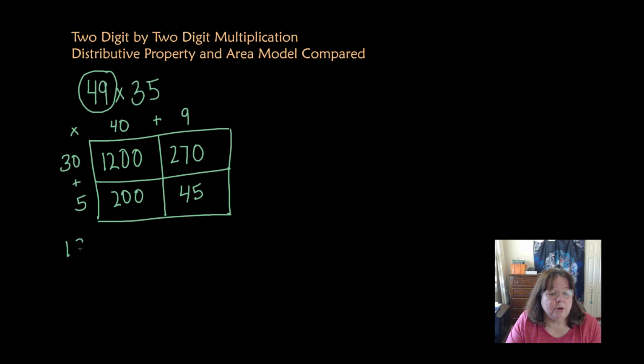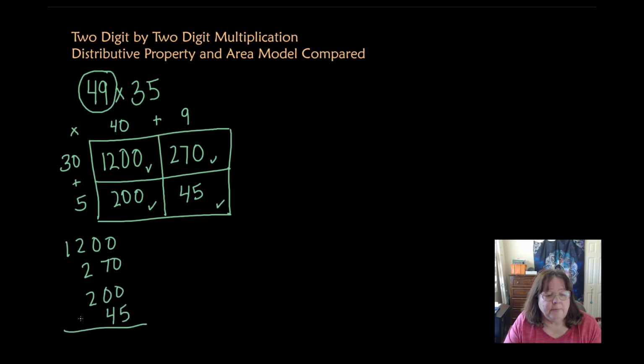So we've got 1200 plus 270 plus 200 plus 45. Okay, so we're going to add these up by place value. Try to line them up as carefully as you can. Adding the ones on top of the ones, the tens on the tens, the hundreds, and then the thousands. 5, and 7 plus 4 is 11. It's really 7 tens and 4 tens. And these are hundreds, 2, 4, 6, 700, and 1,000.